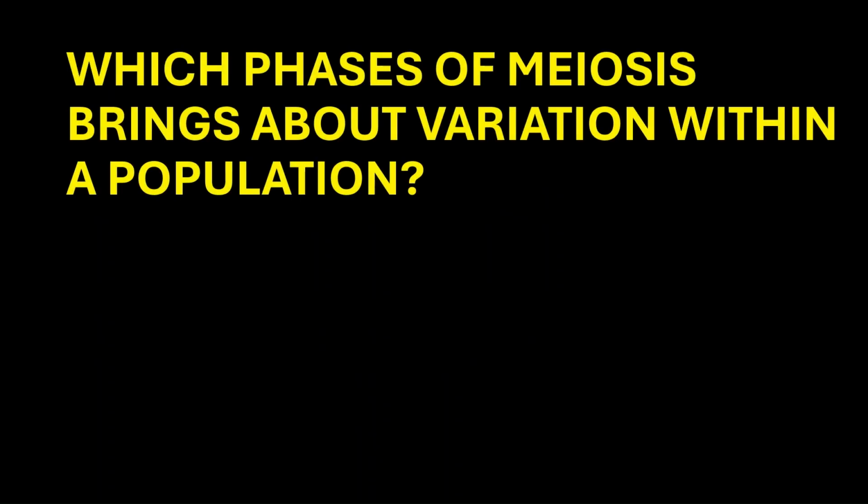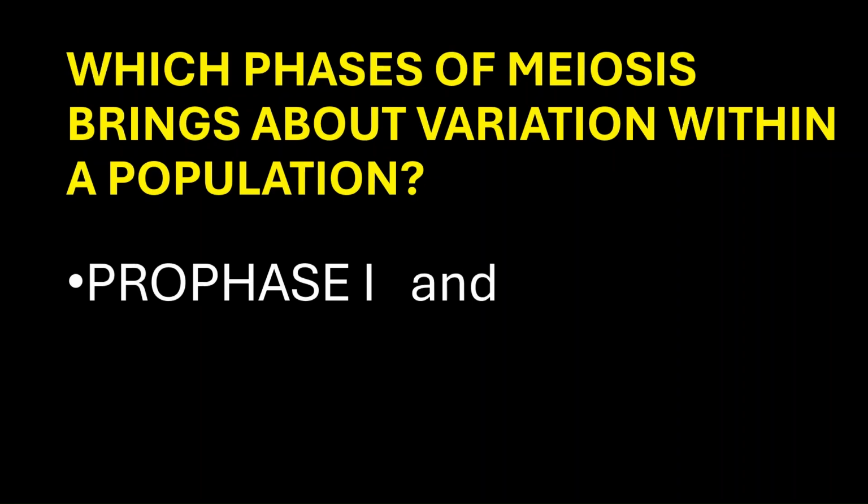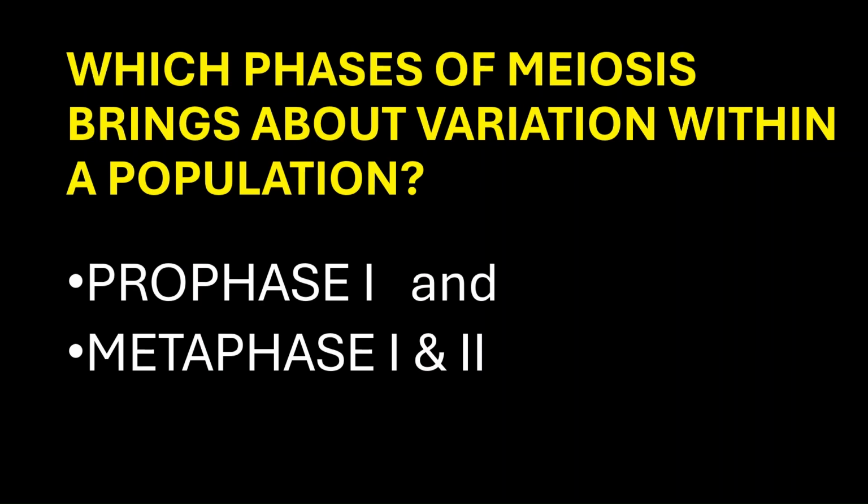All right. So let's proceed and explore some questions that involve logical reasoning. So here we have the following. Which phases, here it's not talking about mechanism or process, it's asking about the phases of meiosis, that can bring about variation within a population. So the answer will be prophase 1 and metaphase 1 and 2. So you can't mention crossing over and random arrangement of chromosomes because the question is not asking about mechanism or processes. It's asking about phases.